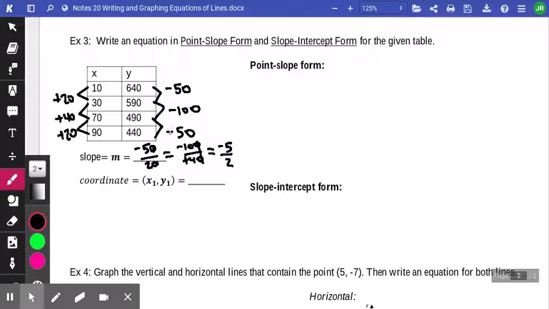Okay, so you can't just look to see are they going up or down at a constant rate by themselves. What you have to do is write them as a fraction. So change of y values over change of x values. That's going to give us our slope.